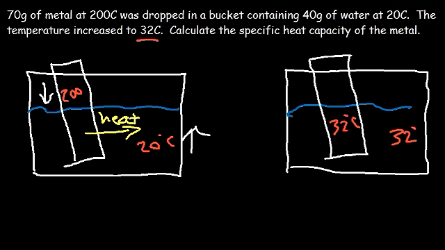Once the temperature of the metal is the same as the temperature of the water, at that point equilibrium has been established. The temperature will no longer change. It's going to remain at 32. The amount of heat that leaves the metal is going to be equal to the amount of heat that goes back to the metal from the water. So at that point, the temperature will no longer change. That's the final temperature, which is the same for both.